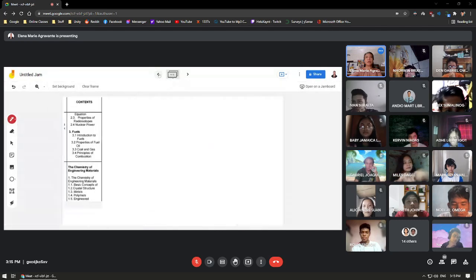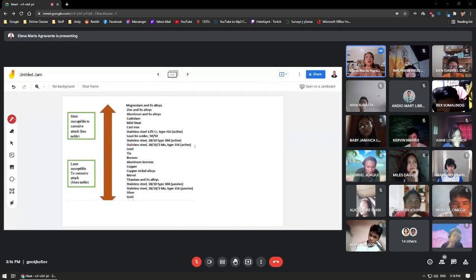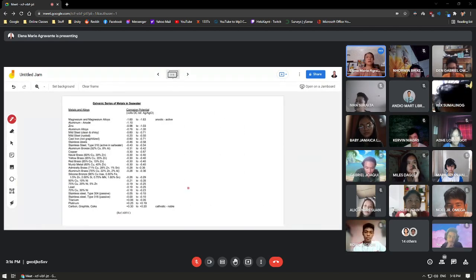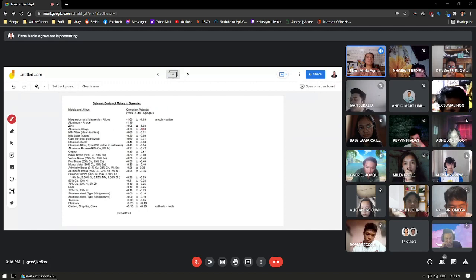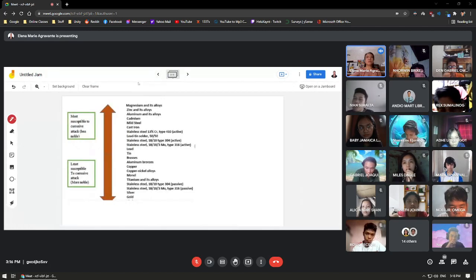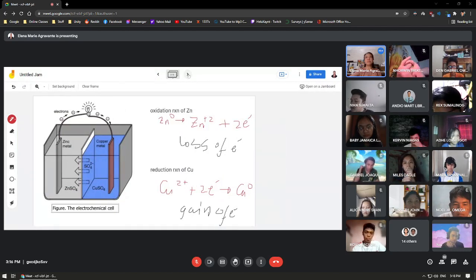Now, actually, I have presented here two tables. Okay, this is the galvanic series of metals in seawater. This is typically used in the discussion of corrosion. However, we will not only touch on that, but also on our electrochemical cells, guys. Okay? Concentrate on this one. Okay, look at this table.